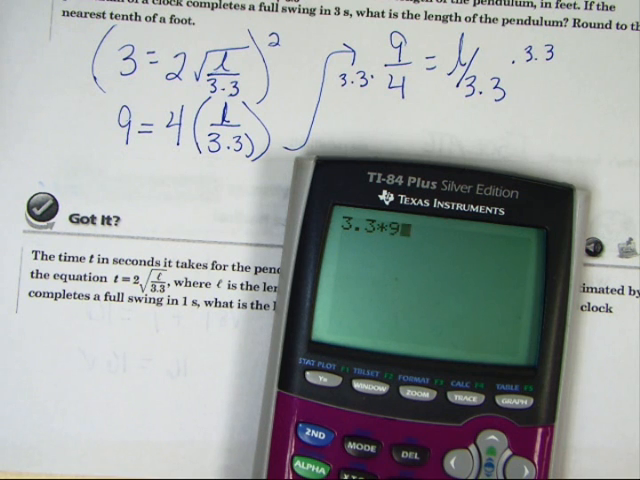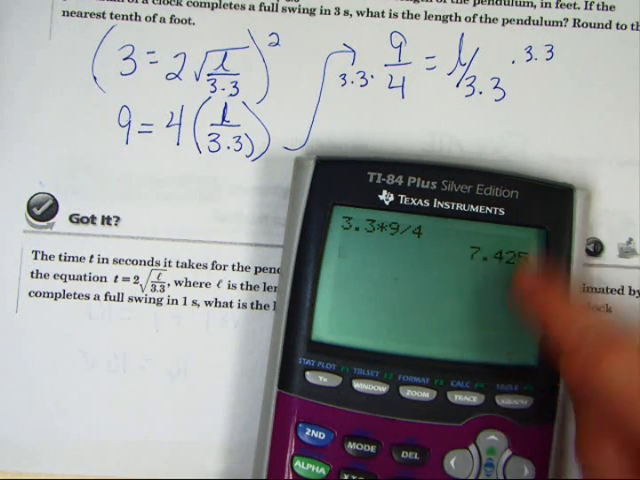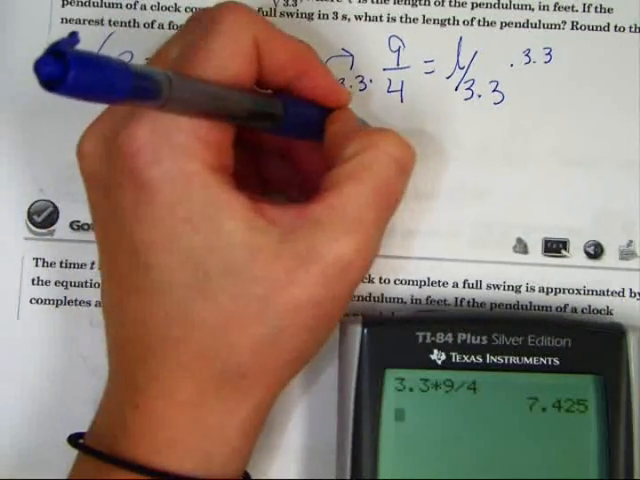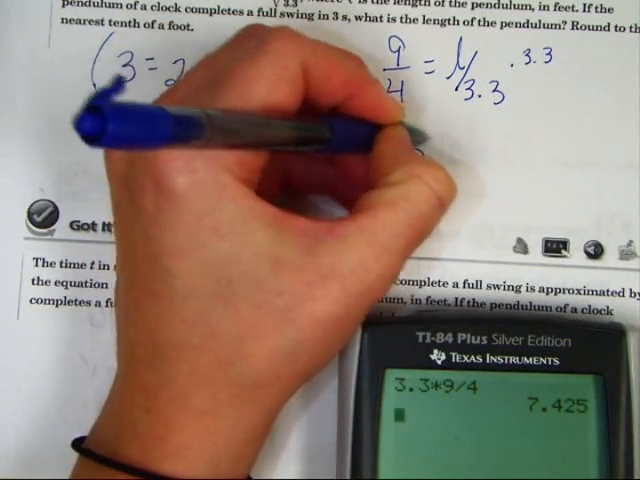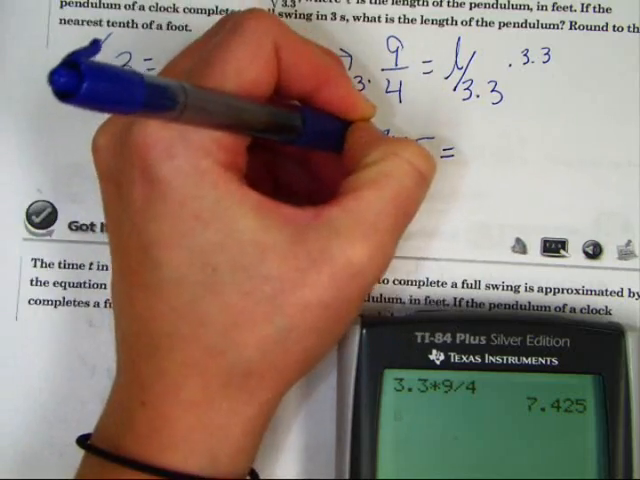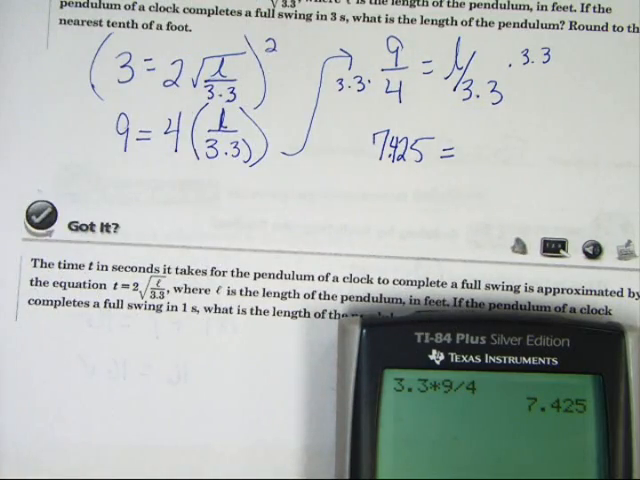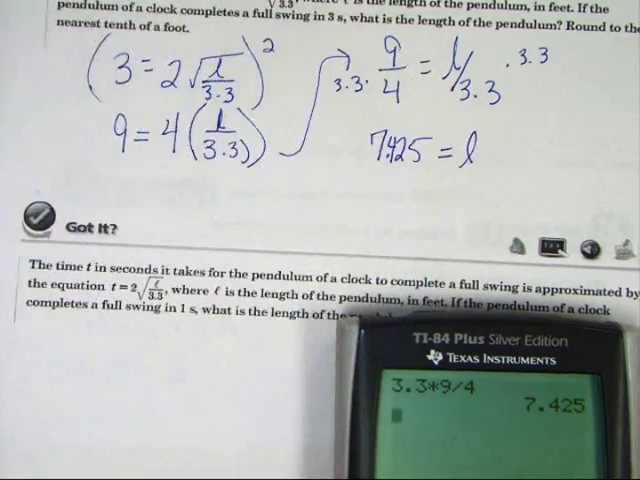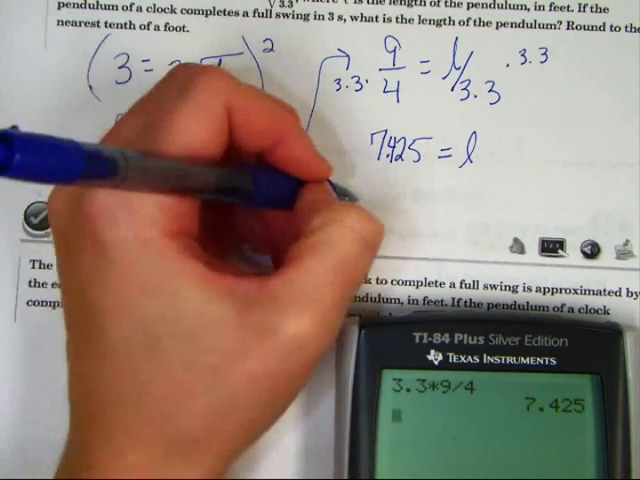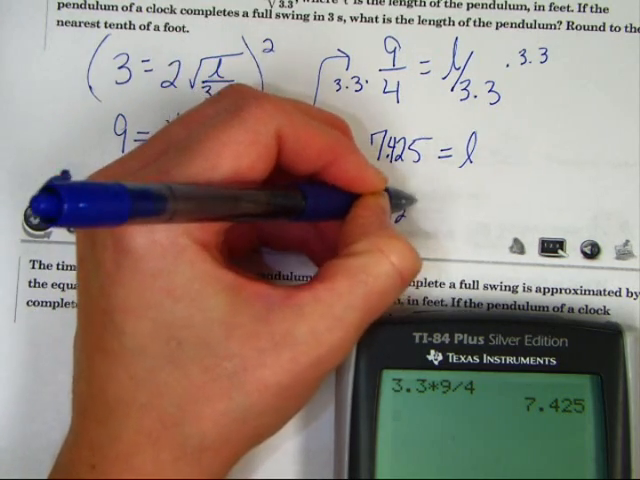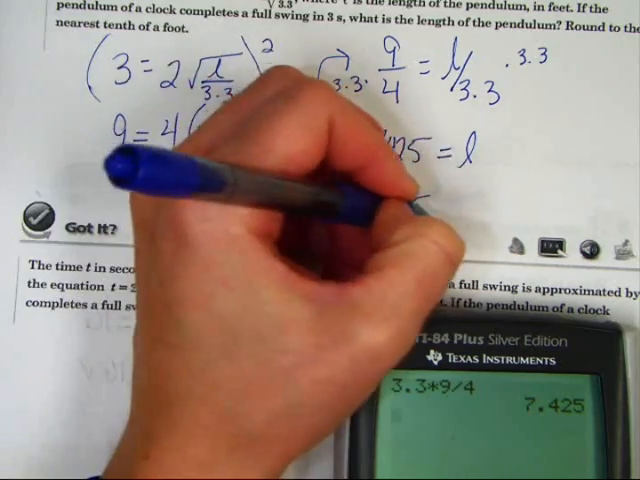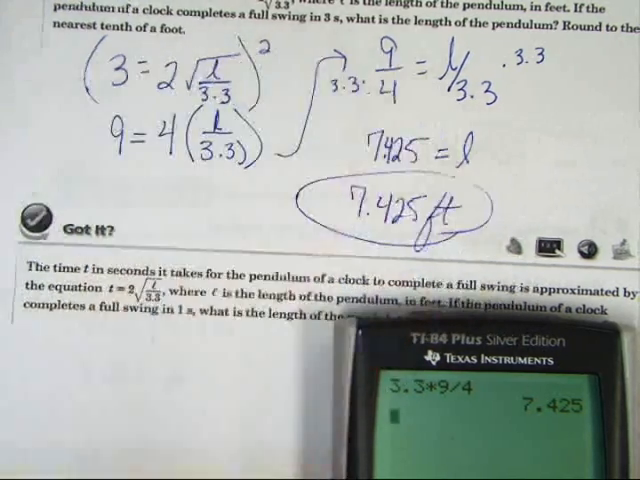3.3 times 9 over 4, I get 7.425. That is how long the pendulum is. So we're going to say the pendulum is 7.425, and what is this in? Feet. If you read the problem, it says it's in feet.